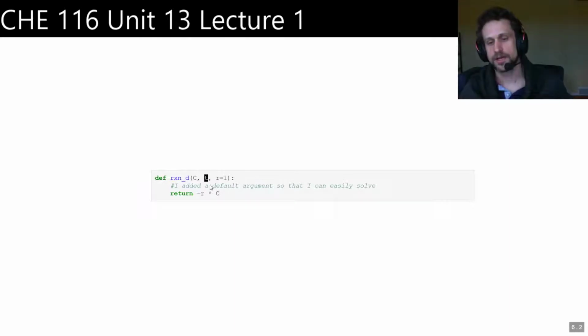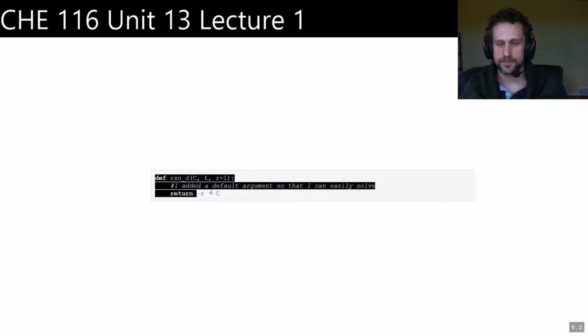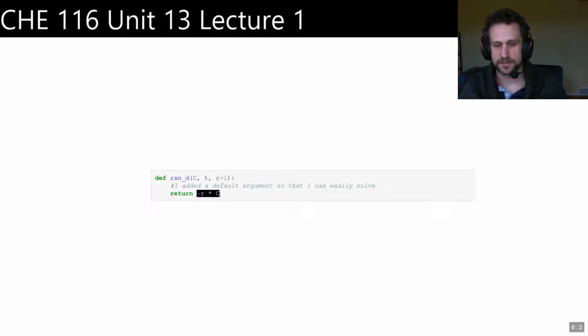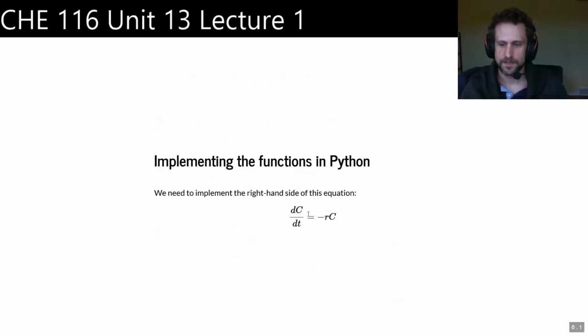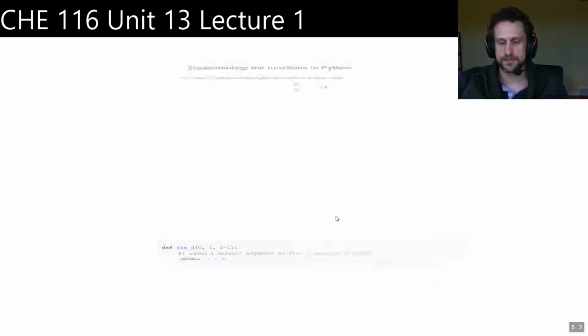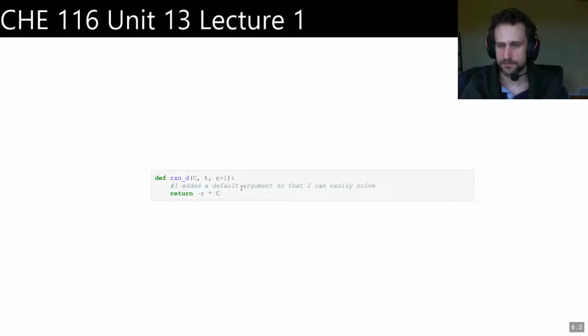And then we return the derivative of the dependent variable with respect to the independent variable. So in our case here, dc dt is equal to minus r times c. So that's what we get. Now I put in a default argument here, because I haven't really specified what r is, so I just added a third argument with a default value. So if I want to use this function, I can use it for different r's. That's all that I did there.